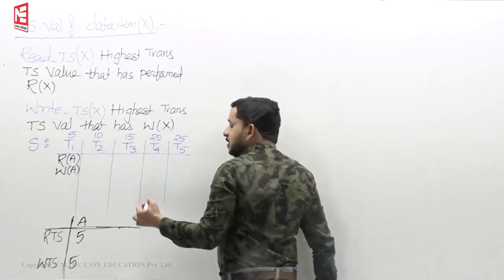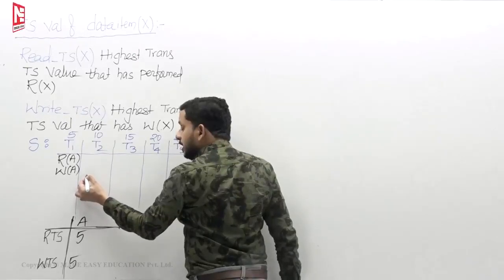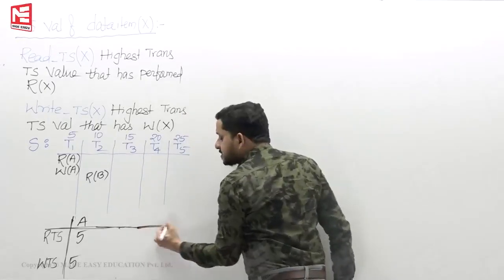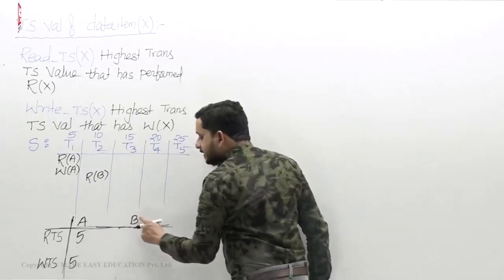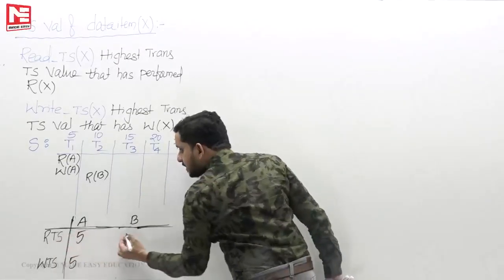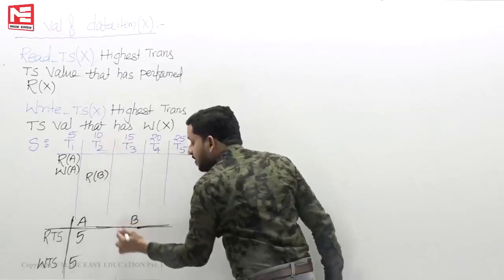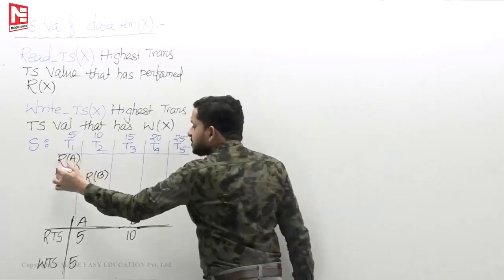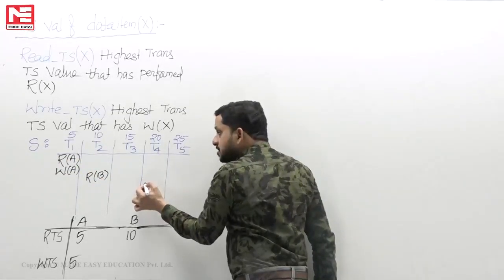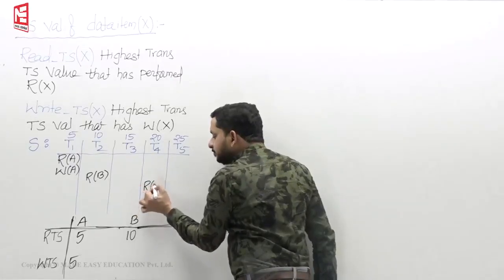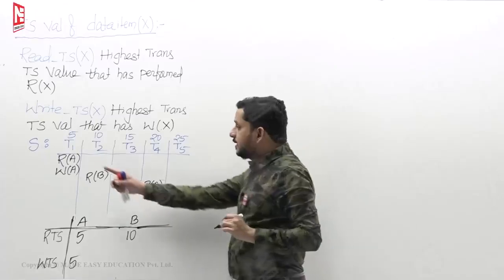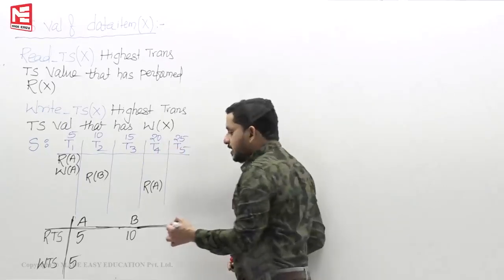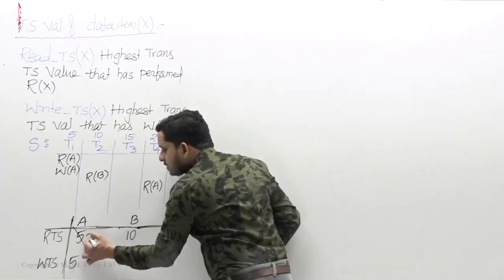Okay, clear this? If transaction T2 reads B, then the read timestamp value of data item B is the transaction timestamp value of T2, that is 10. For example, transaction T4 reads A. Which transactions performed the read? T1 and T4. T1 timestamp is 5 and T4 timestamp is 20. Highest is 20. Then the read timestamp value of A is modified to 20.